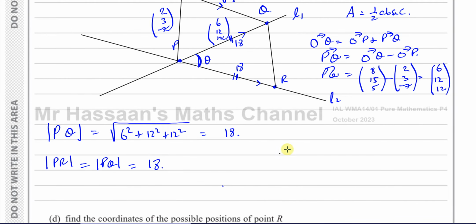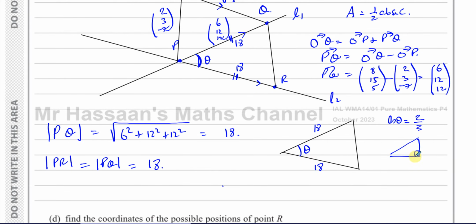We have an isosceles triangle. We know the cosine of this angle, we know this is 18 and we know this is 18. So if the cosine of theta is 2/3, then we can work out the sine of the angle. We need to use the sine of the angle.